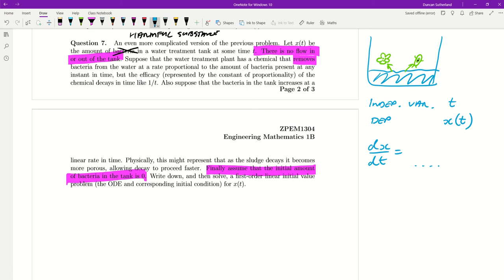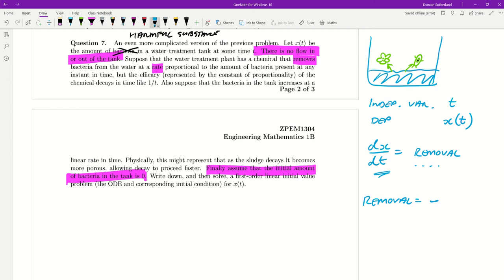It removes bacteria from the water at a rate proportional, right? So removal and rate means that we've got some contribution to dx/dt. So we've got a removal term, and we've got to determine what that removal term is. Because it's removal, it's a negative contribution to the rate of change of the bacteria in the tank. So it's going to have a minus sign in front of it.